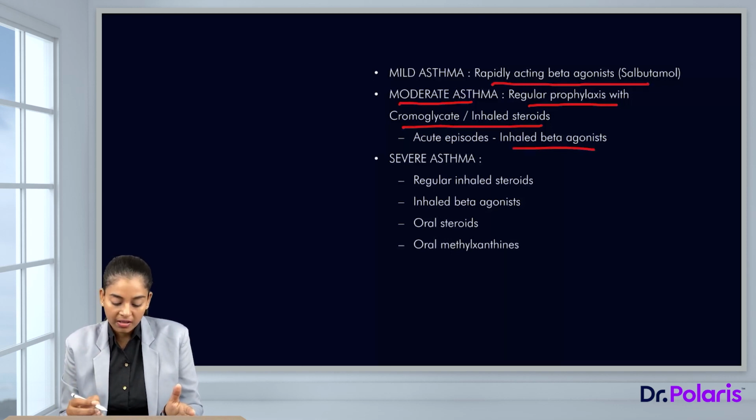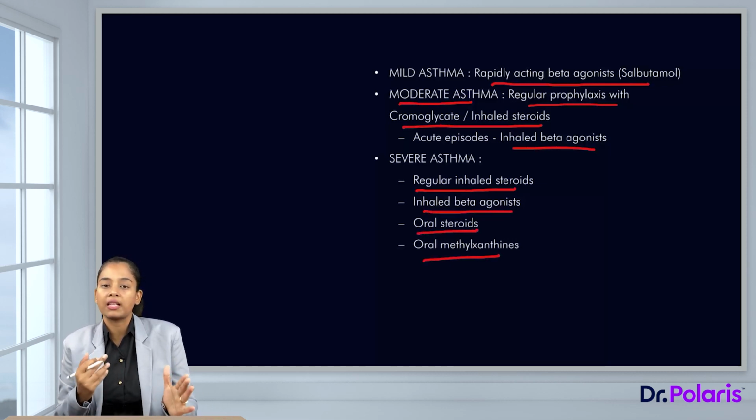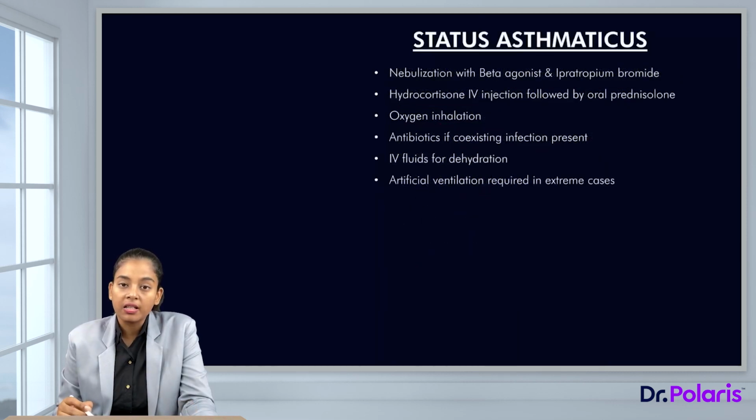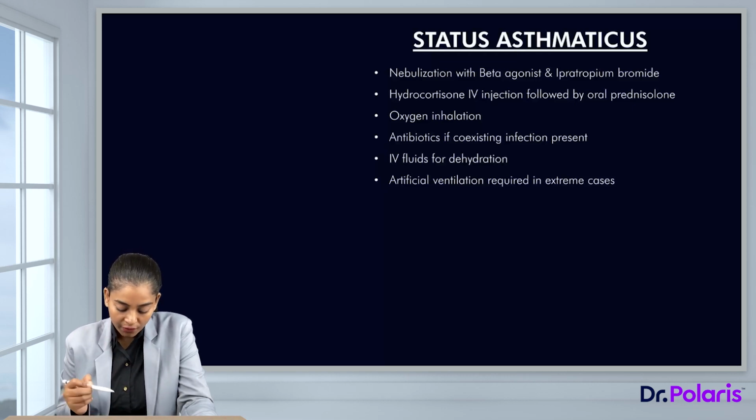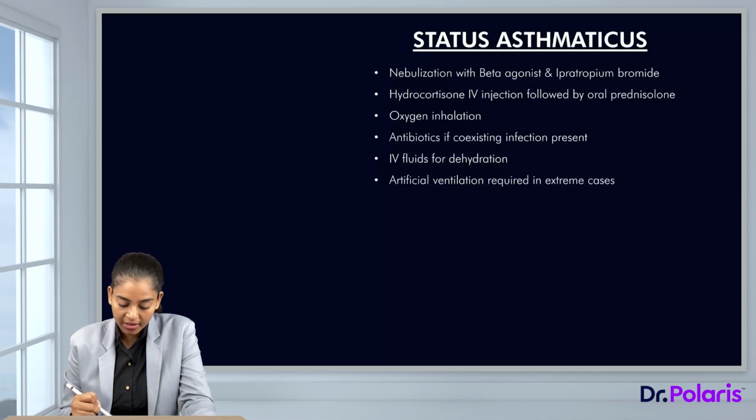For severe asthma, you will give regular inhaled steroids, inhaled beta-2 agonists, oral steroids and oral methylxanthines. A combination of all 4 drugs has to be given. Status asthmaticus is a severe episode of asthma where the patient has difficulty in breathing and even difficulty in speaking one complete sentence in one breath. It's an emergency condition. For this, you will give nebulization with beta agonists and ipratropium bromide, which is an anticholinergic, and corticosteroids like hydrocortisone IV injection followed by oral prednisolone.